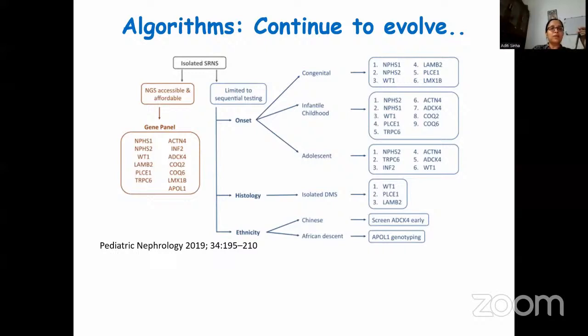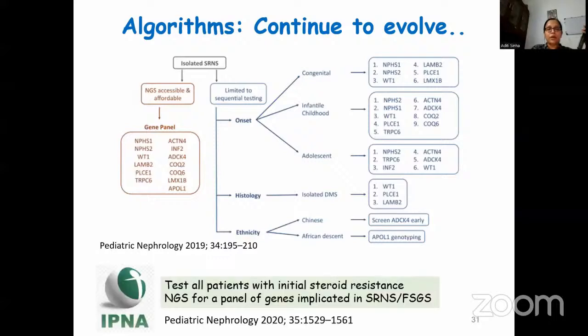Where access is limited, they would suggest confining yourself to testing those populations in which the risk of steroid resistance being monogenic is the highest. These populations we've discussed already: infantile onset, diffuse mesangial sclerosis, which is known to be associated with certain mutations, and certain ethnicities. Overall, the IPNA guidelines, which are based on a lot of evidence from Europe and America, support testing all patients with initial steroid resistance for a genetic cause.